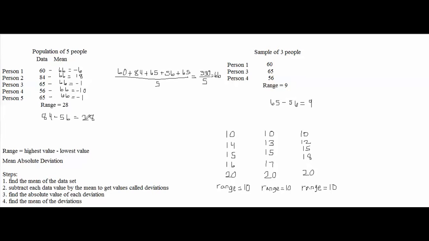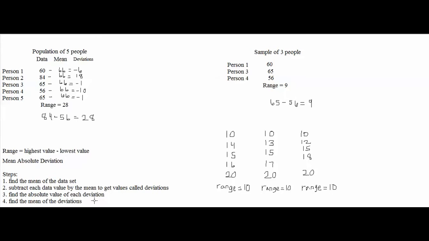These values here are called deviations. They're just the answers that we get after we subtract each value by the mean. So I'll write deviations right here. I'll erase this. This is just the work we did to get the mean of 66. So now we've already finished the first two steps. We found the mean of the data set and we subtracted each value by the mean to get the deviations.